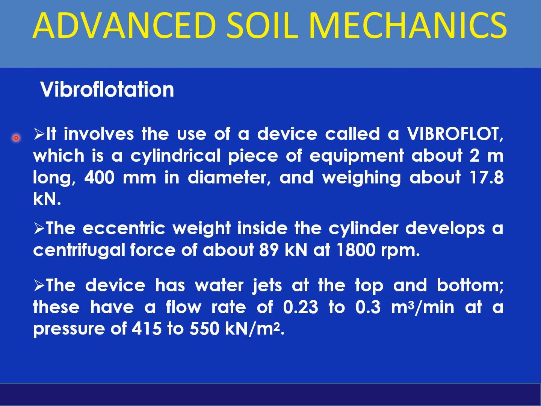Vibroflotation involves the use of a device called a vibrofloat, which is a cylindrical piece of equipment about 2 meters long, 400 millimeters in diameter, and weighing about 17.8 kilonewton. The eccentric weight inside the cylinder develops a centrifugal force of about 89 kilonewton at 1800 rpm. The device has water jets at top and bottom. These have a flow rate of 0.23 to 0.3 cubic meter per minute at a pressure of 415 to 550 kilonewton per square meter.